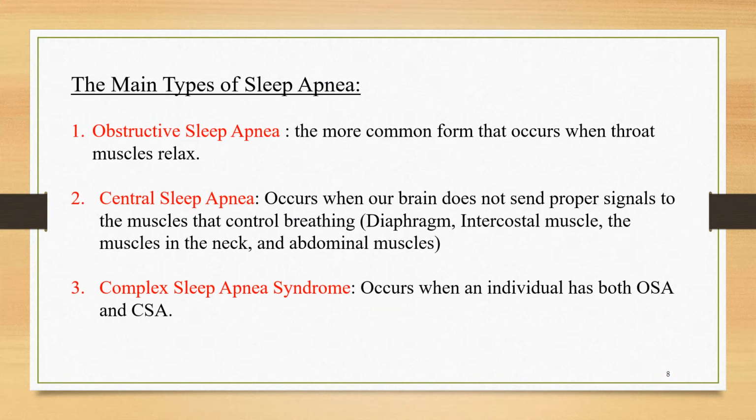There are 3 types of sleep apnea. The first is obstructive sleep apnea, the more common form that occurs when throat muscles relax. Number 2 is central sleep apnea. It occurs when our brain does not send proper signals to the muscles that control breathing: the diaphragm, intercostal muscle, the muscles in the neck and abdominal muscles. And the third is complex sleep apnea syndrome. Occurs when an individual has both OSA and CSA.